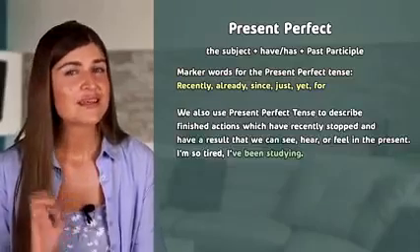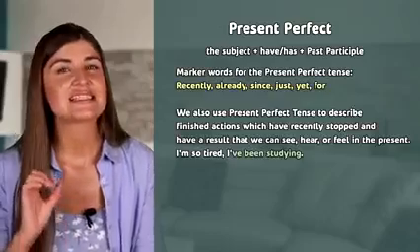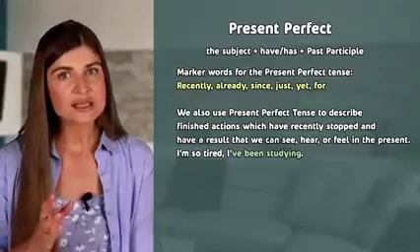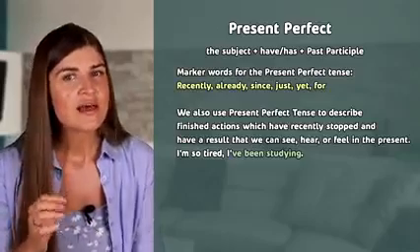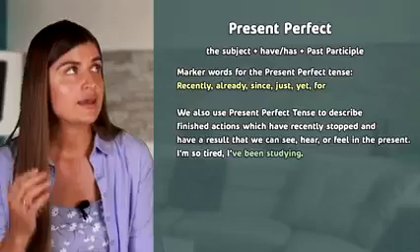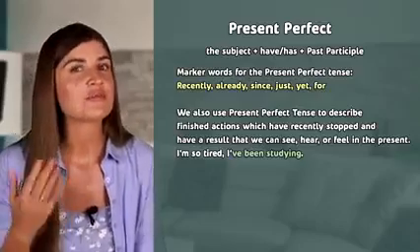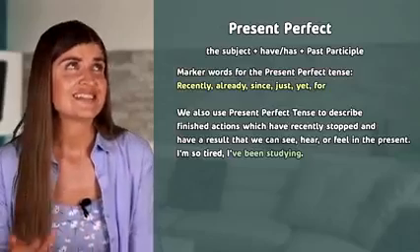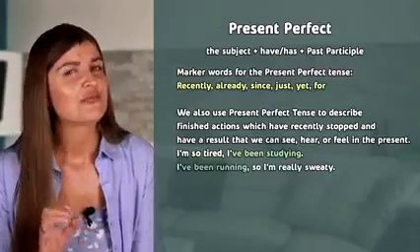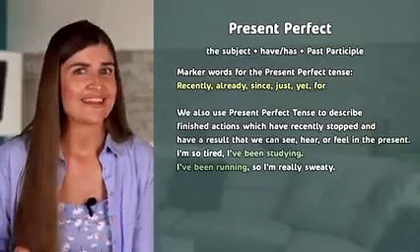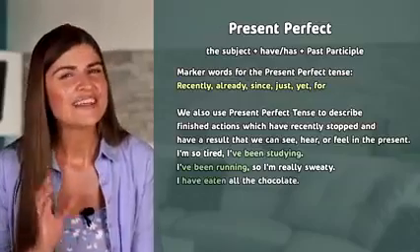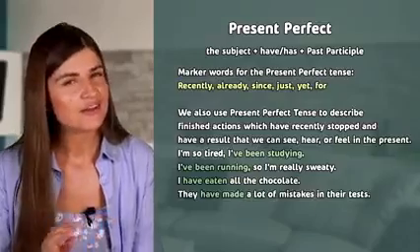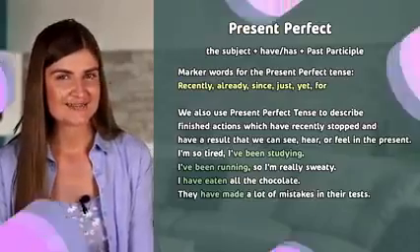We also use the present perfect tense to describe finished actions which have recently stopped and have a result that we can see, hear, or feel in the present. For example, I'm so tired. I've been studying. I've been running, so I'm really sweaty. Or I have eaten all the chocolate. They have made a lot of mistakes in their tests.